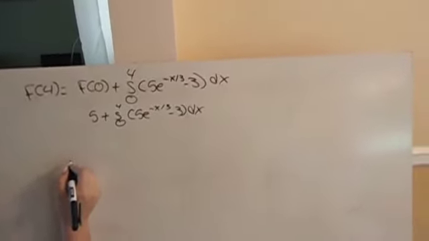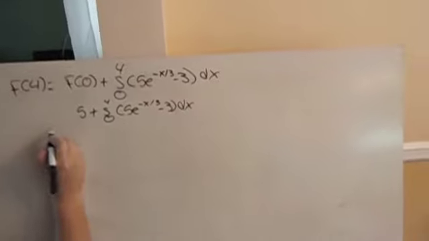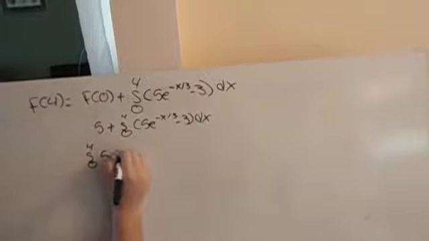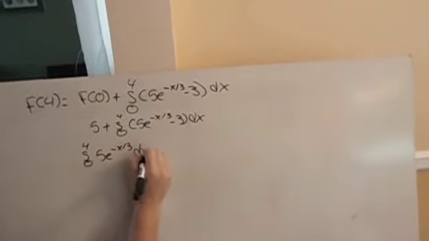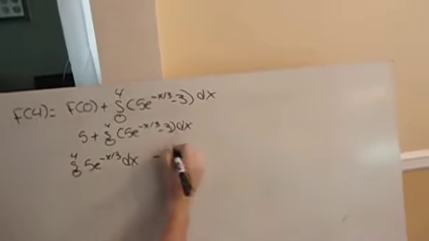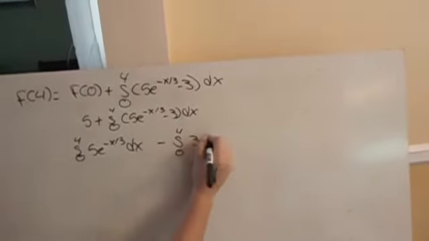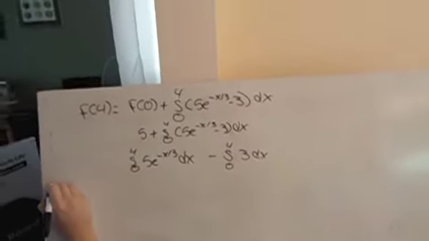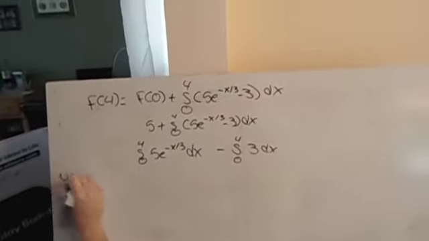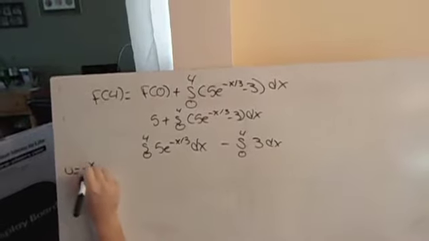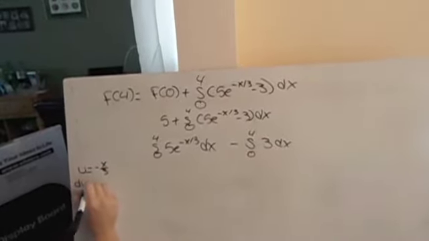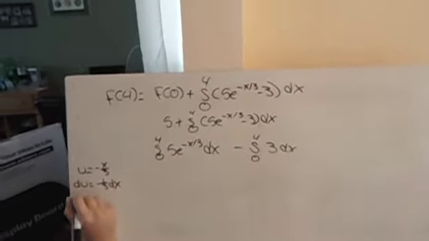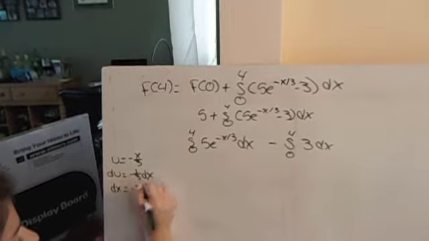We're going to split up that integral into two separate integrals. The first integral is 0 to 4 of 5 e to the negative x over 3, minus the integral of 0 to 4 of 3 dx. We're going to focus on the first integral first. We must use u substitution to solve this integral. U is equal to negative x over 3, which makes du equal to negative 1/3 dx. And dx is equal to negative 3 du.